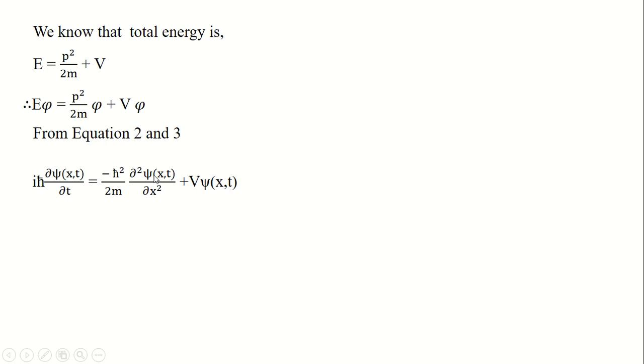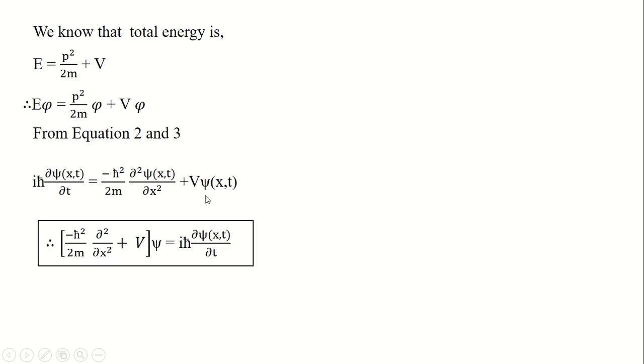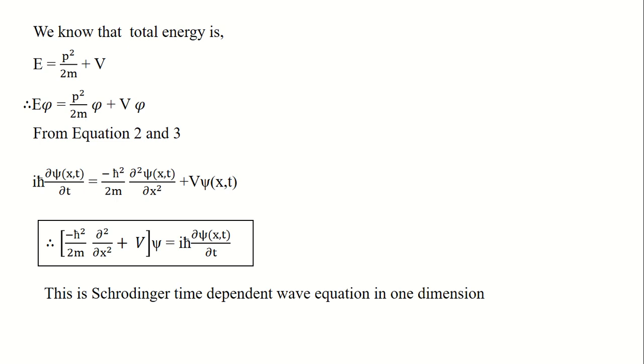And now just taking this psi outside the bracket, we get this equation: minus h cross square. I have just rearranged this as this has become the left side, this has become the right hand side. So minus h cross square upon 2m dou 2 by dou x square plus V, psi common, equal to i h cross dou psi by dou t. And this is nothing but Schrodinger's time dependent wave equation in one dimension. We can extend this to 3 dimensions by taking dou 2 by dou x square plus dou 2 by dou y square plus dou 2 by dou z square, which can be written as del square, that is the del operator. Okay, so this is Schrodinger's time dependent wave equation.